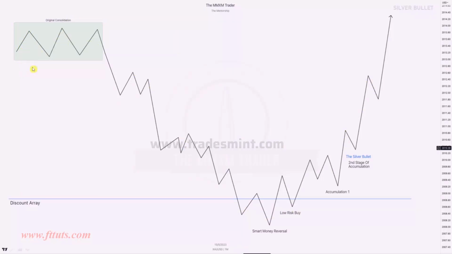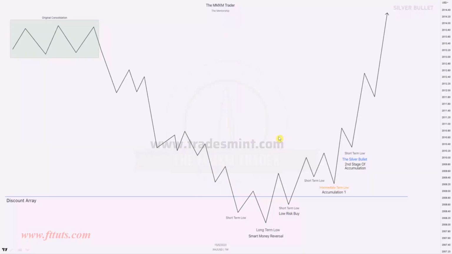We've got that original consolidation up here, right? And then hitting a key level once again where the smart money reversal should occur. Now breaking structure up here, and then the first area over here, that is the low risk buy in a market maker buy model. We're not looking for this, we're looking for that second stage of accumulation in this market maker buy model.